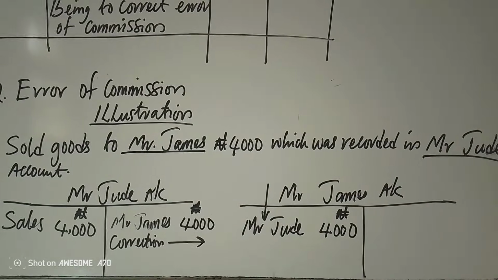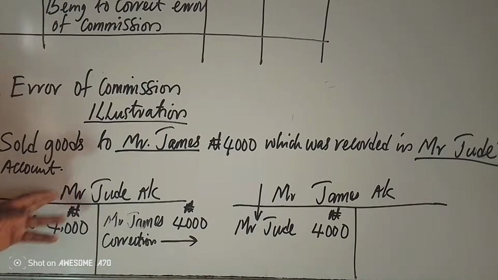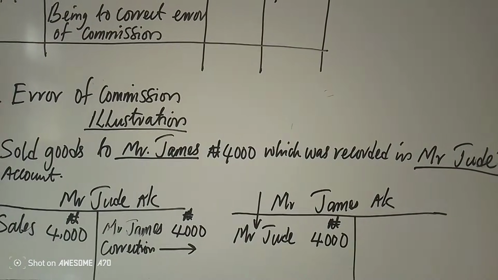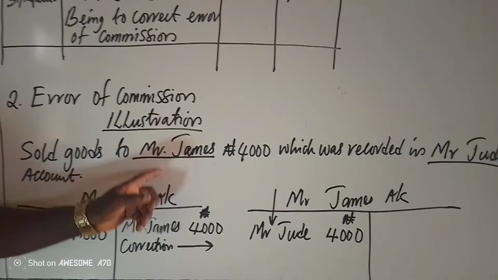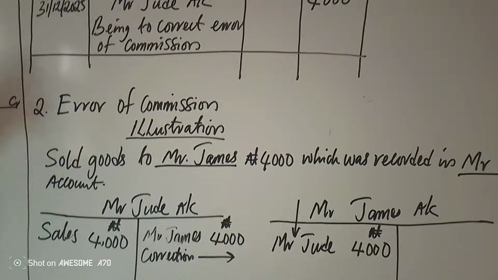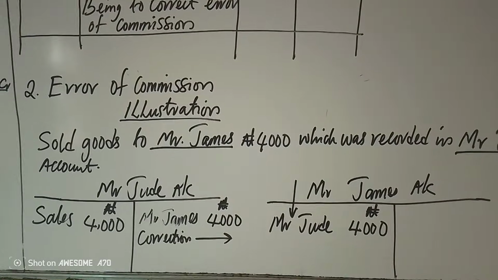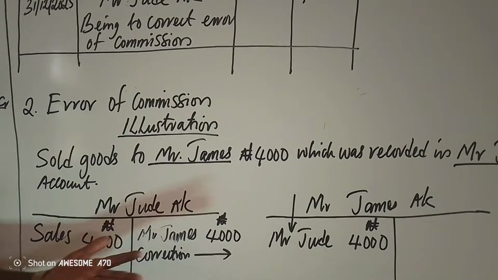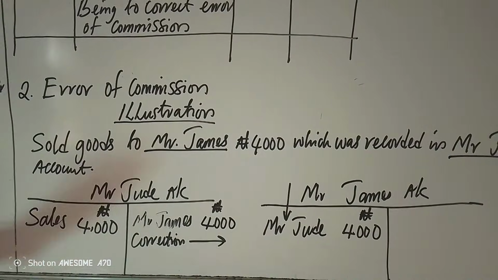So let's expose the error. This is Mr. Jude's account and this is Mr. James' account. But the whole error happened here. When goods were sold to Mr. James' account, 4,000 was mistakenly recorded in Mr. Jude's account. But here, if you don't know double entry, you are still in trouble, because you might not know where the error was posted and then the error was committed.